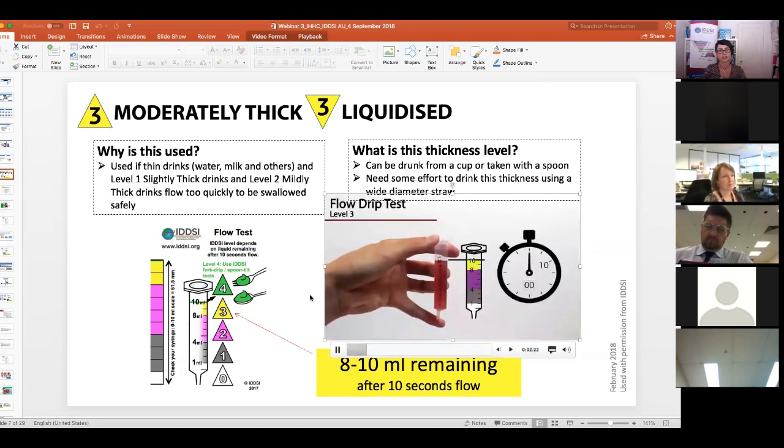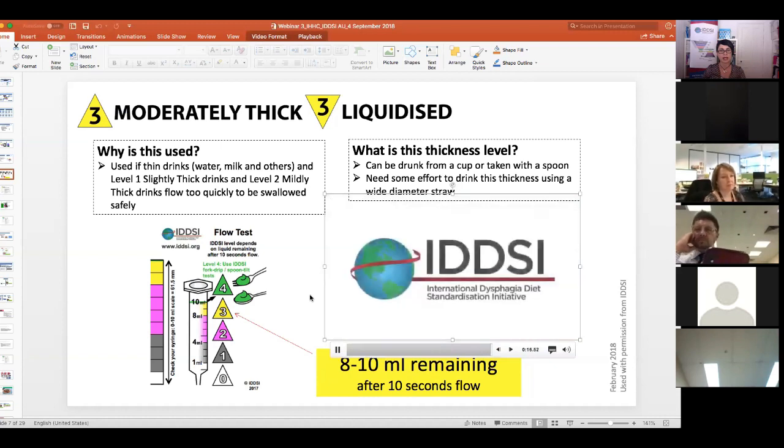This is the video showing the IDDSI flow test. So we've got 10 mils of liquid in the flow test. The liquid's flowing. After 10 seconds of flow, we stop and there's less than 10 mils remaining, between 8 and 10 mils remaining in there to give us a moderately thick or liquidised liquid.